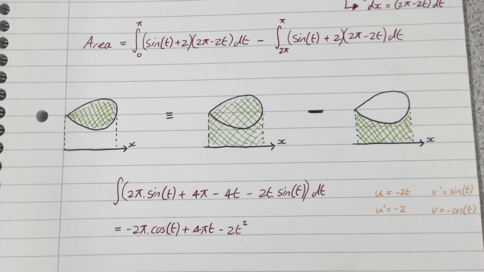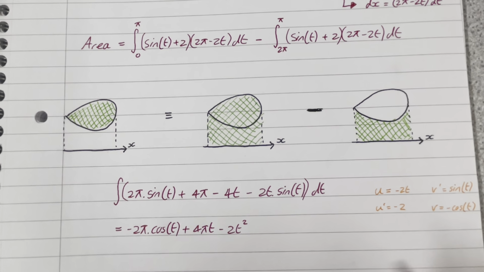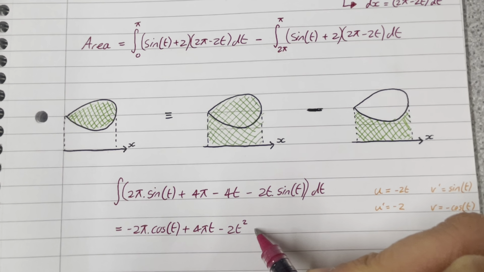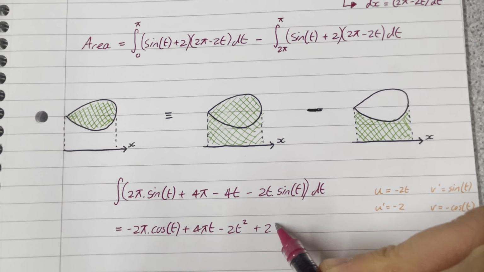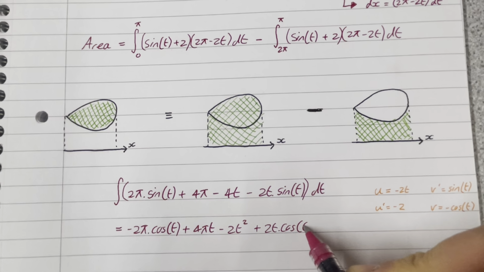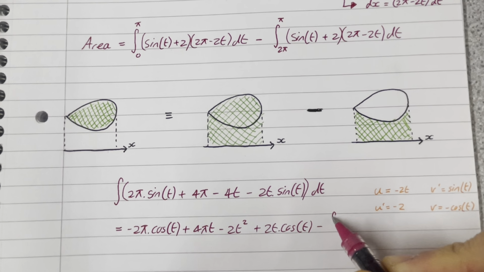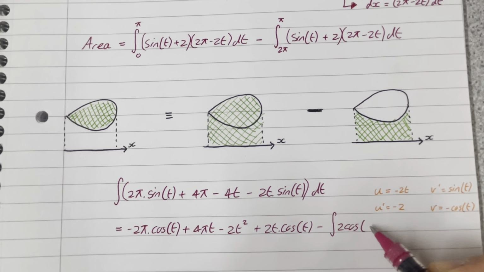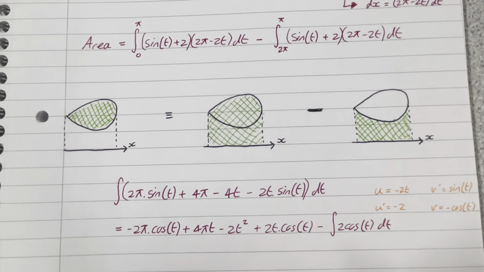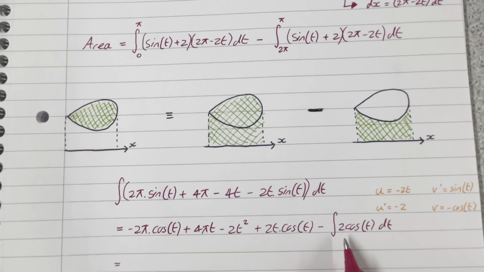So that's going to give me plus uv, which is 2t times cos t, minus the integral of VU primed, and that's minus, minus, and minus, so it's minus altogether. It's 3 negatives, 2 cos t dt. And now I can integrate that.